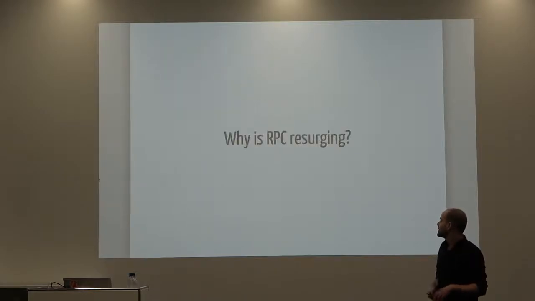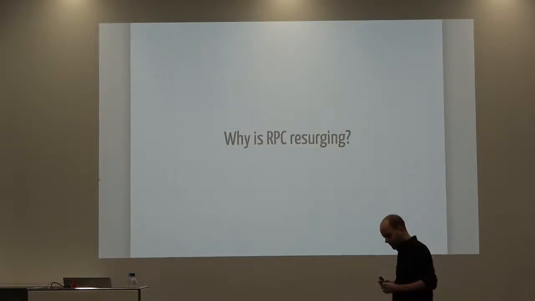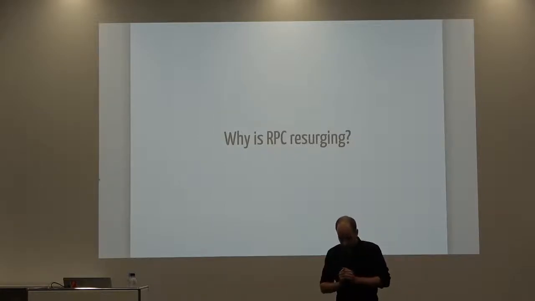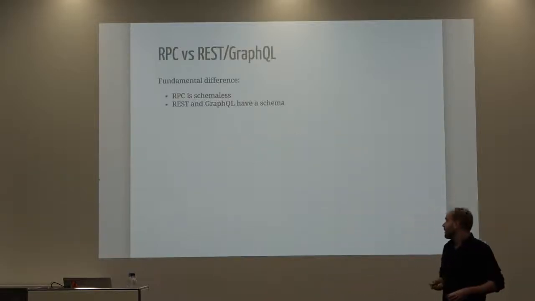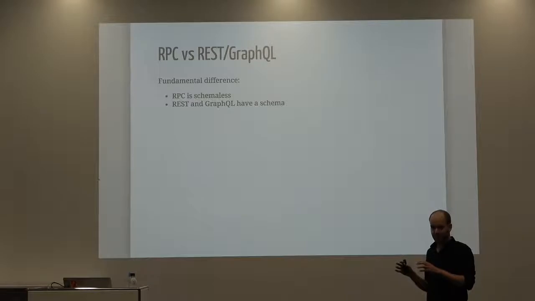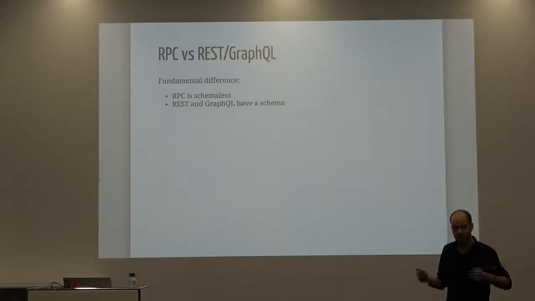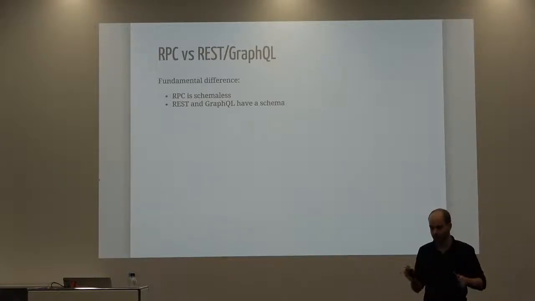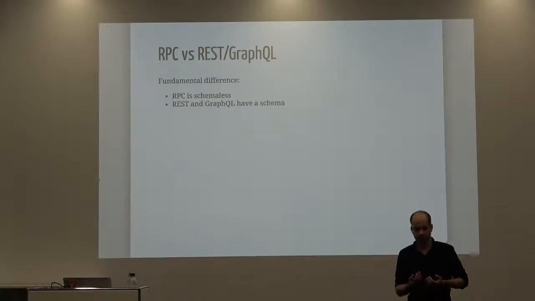So to know why RPC is being used again, I will show the difference between RPC and REST and GraphQL. The fundamental difference between RPC and REST or GraphQL is that RPC is schemaless, whereas REST and GraphQL have a schema. Everything boils down to that. So if you come to the decision, should I use RPC or should I use REST or GraphQL? The question you should ask yourself is, do I need a schema? What's the benefit of a schema? Should I use a schema?